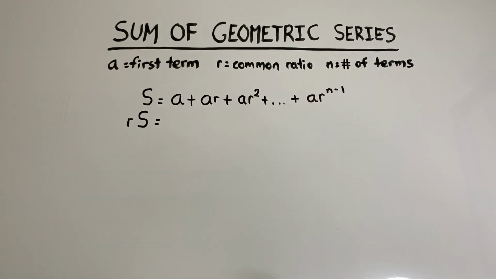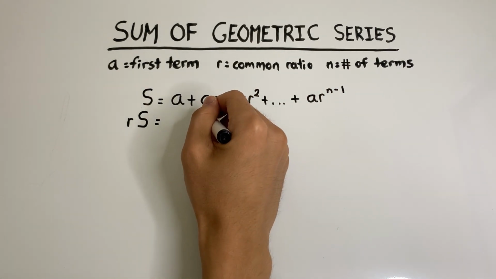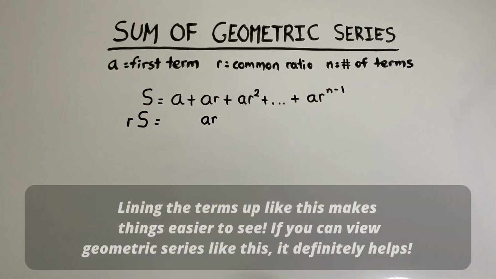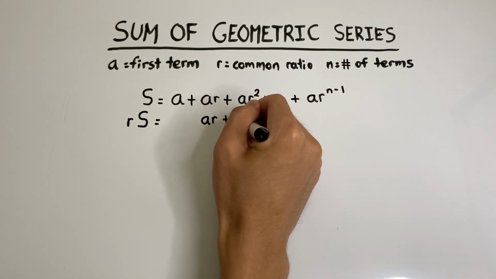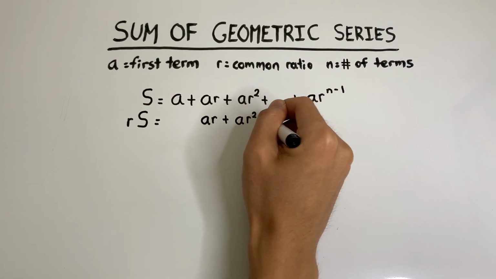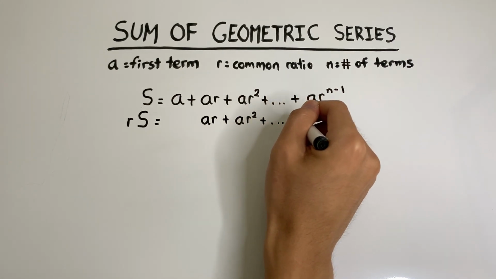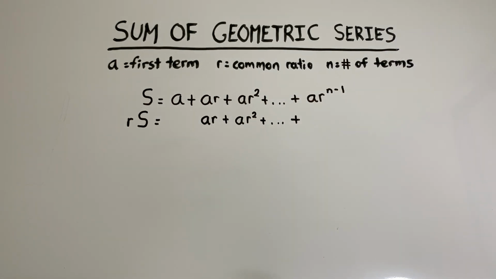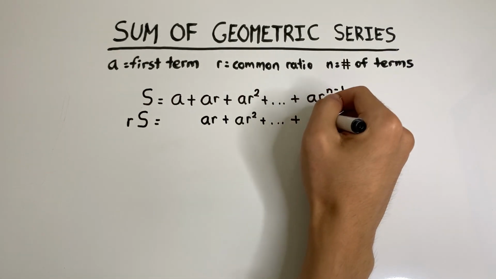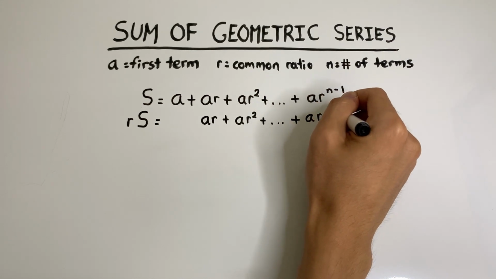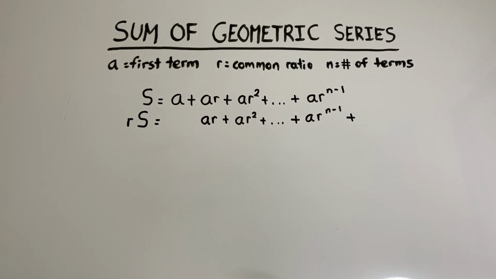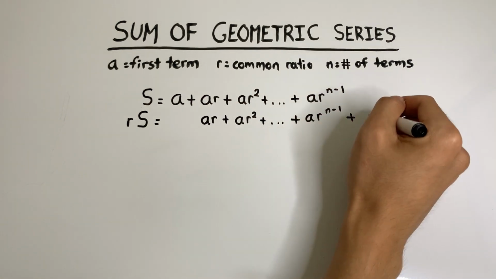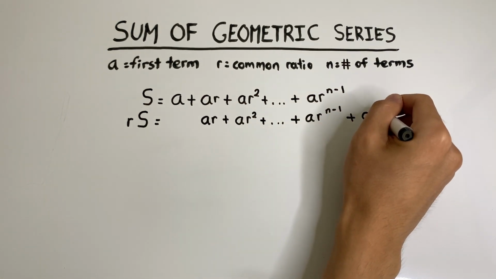So a times r, that gives ar. Ar times r, well, that's ar squared. And we would get this all over again. We've seen this before. It would just continue until the final term, a times r to the n minus 1 times r, is a times r to the n power.